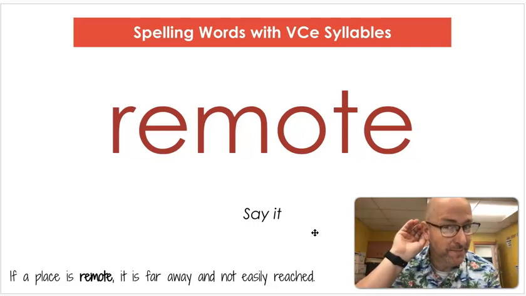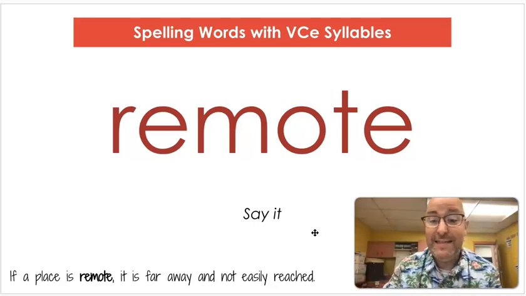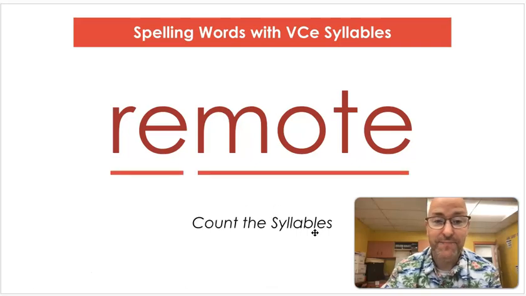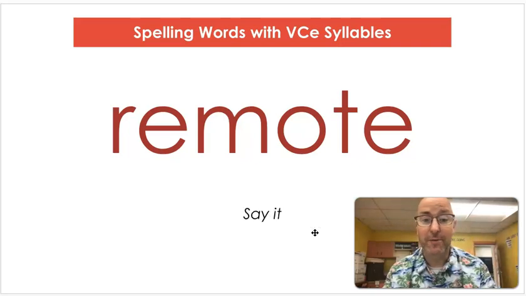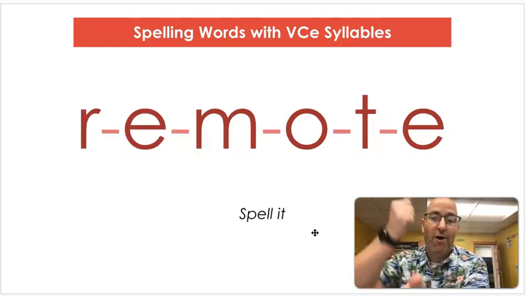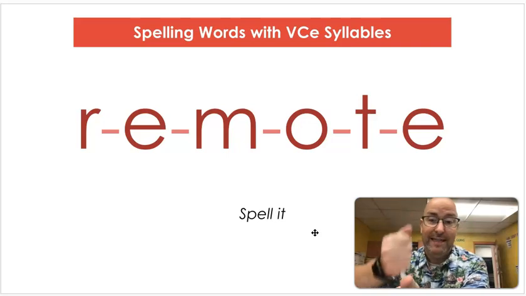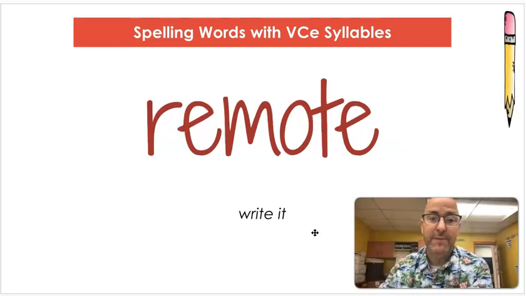Our next word is remote. Say remote. If a place is remote, it is far away and not easily reached. Let's count the syllables. Remote. Let's spell it. R-E-M-O-T-E, remote. And let's write it.